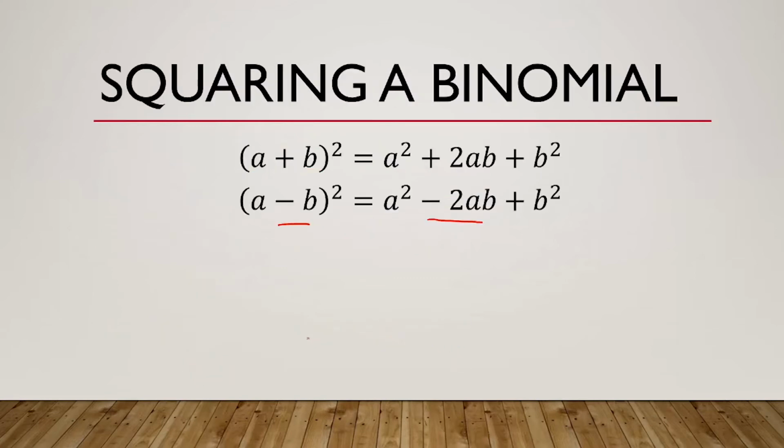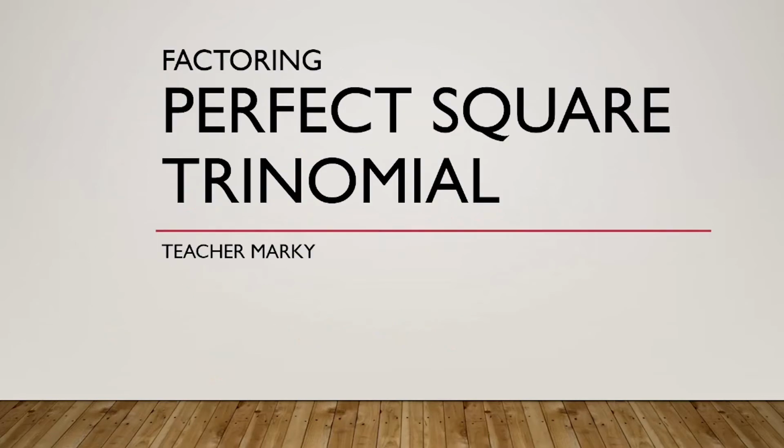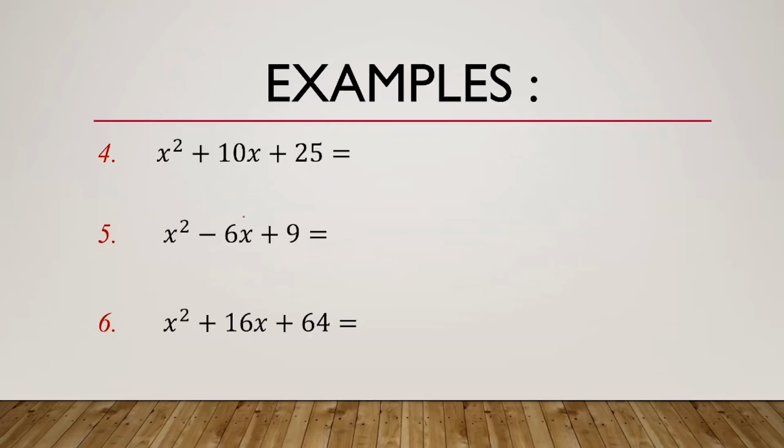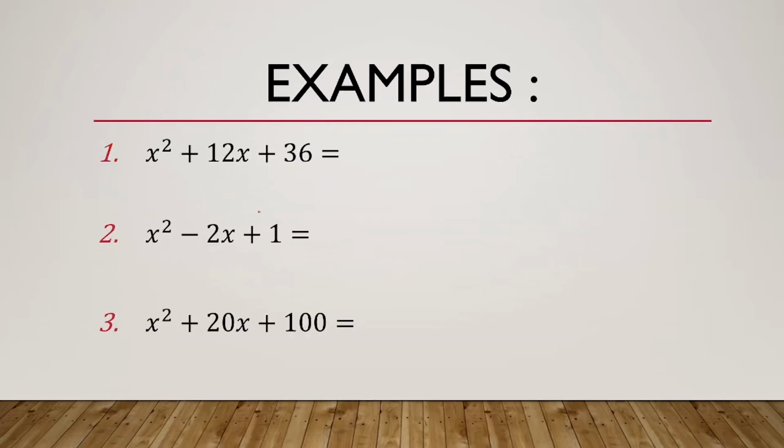That is squaring a binomial. Okay, now let's proceed to factoring perfect square trinomial. When we say trinomial, it is a polynomial with 3 terms. And here's the examples. All of these examples are trinomials. But how can we know if it is a perfect square trinomial?